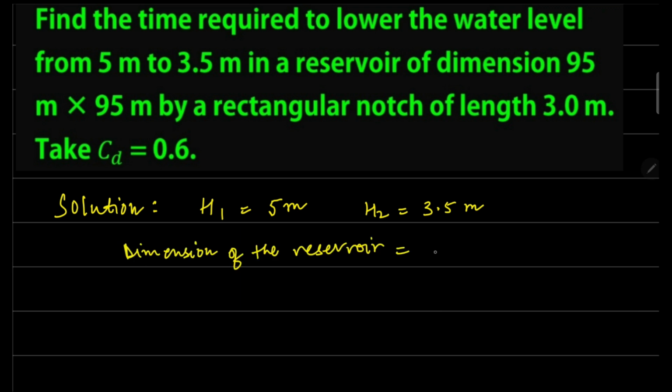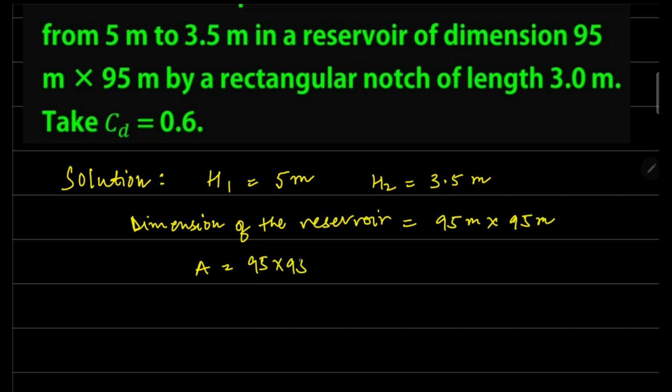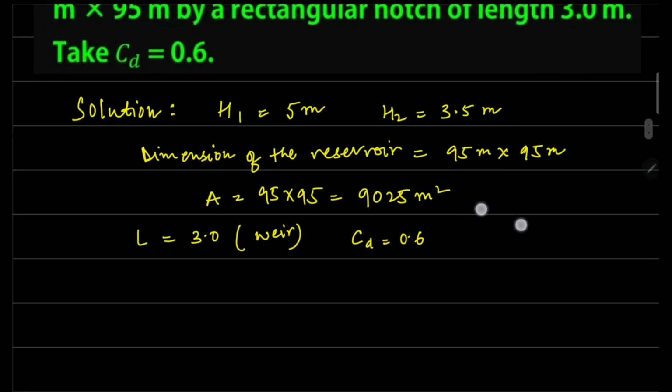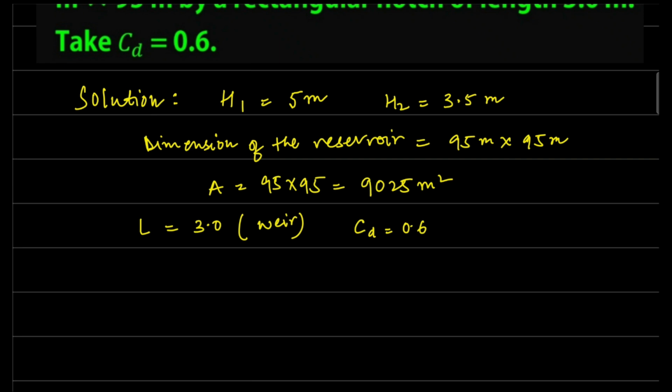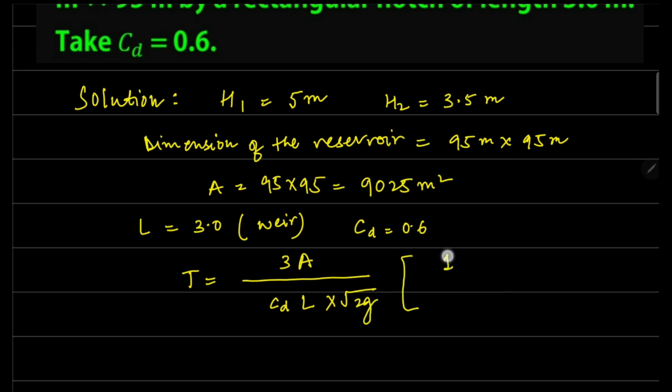Now the dimension of the reservoir is 95 meter by 95 meter, so the area comes out to be 95 multiplied by 95, that is 9025 meter square. The length of the weir is given as 3 meter. Another given is CD equal to 0.6. So we use the formula for the time required to empty a reservoir with a rectangular notch: t equals 3a divided by CD into L into under root 2g, in brackets 1 by under root h2 minus 1 by under root h1.